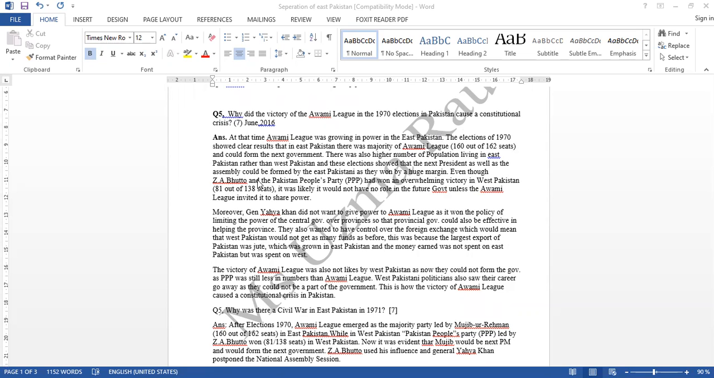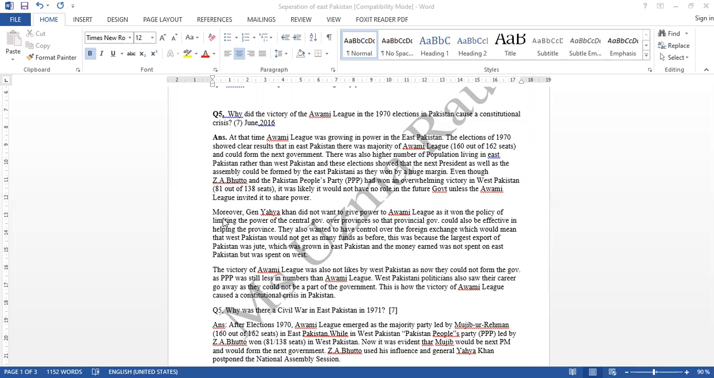Even though Zulfikar Ali Bhutto, yani Z.A. Bhutto, and the Pakistan People's Party had won an overwhelming victory in West Pakistan, 81 out of 138 seats. It was likely it would have no role in the future government unless the Awami League invited it to share power. So this was the first reason of constitutional crisis or constitutional deadlock. So हम इसको first reason ये भी कह सकते हैं कि results of 1970 elections.